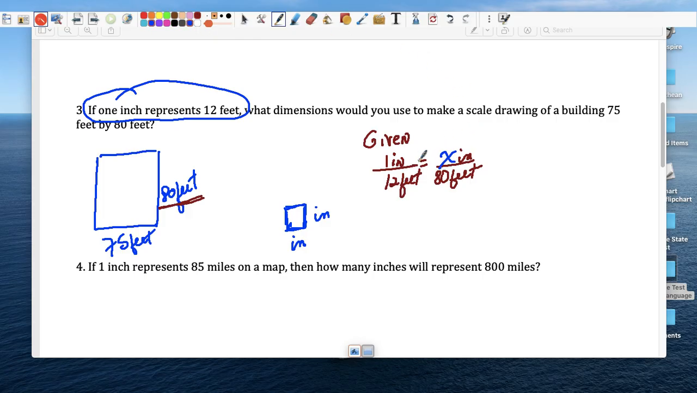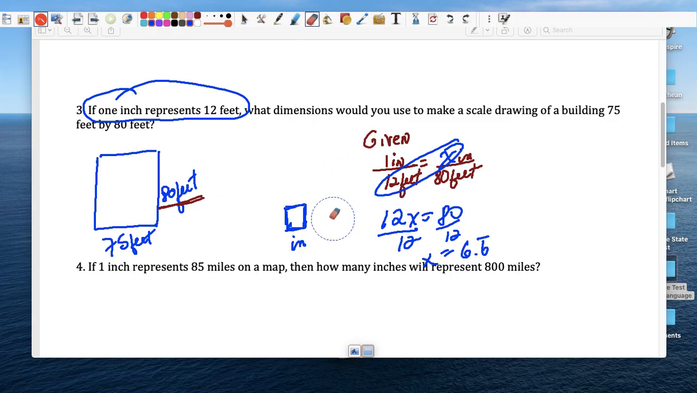Cross multiply. 12x. 1 times 80 is 80. We divide both sides by 12. That isolates our x. And then if you take your calculator and divide 80 divided by 12, that's going to give us 6.6 repeating, or let's just write 6.6. So in our notebook, the scale drawing that we did of the building, this is 6.6 inches.